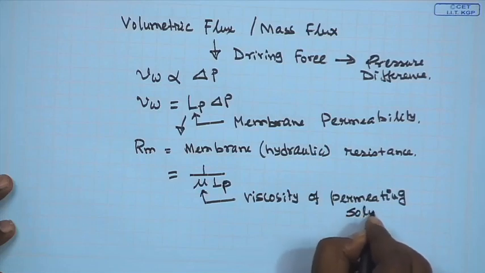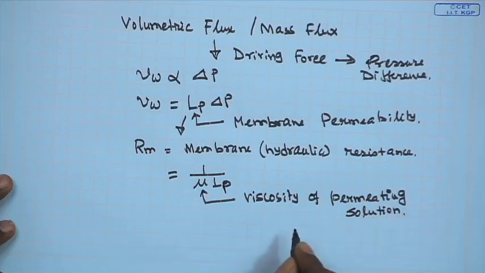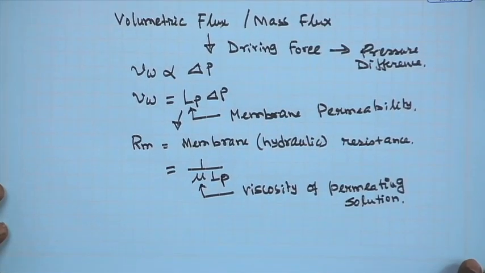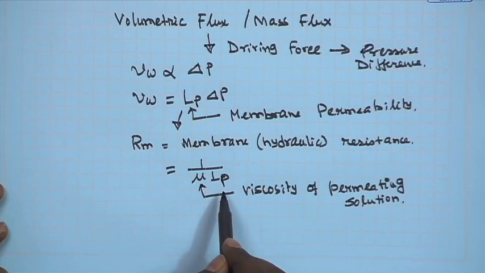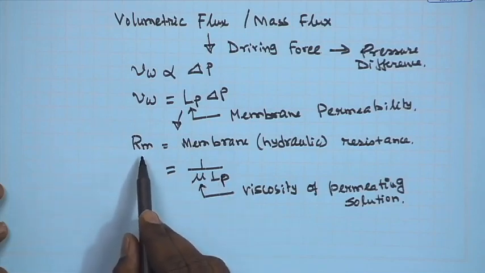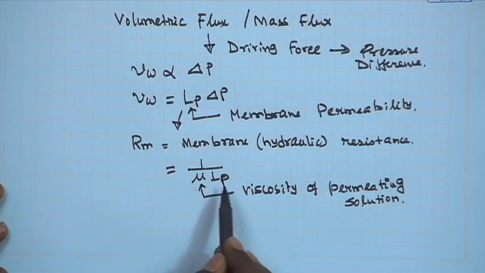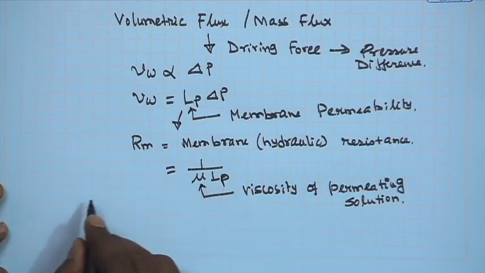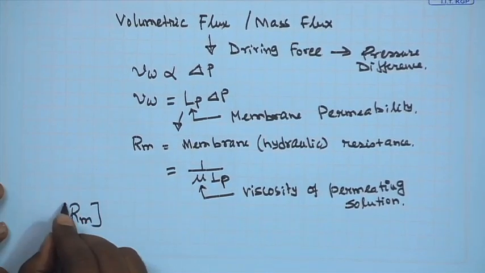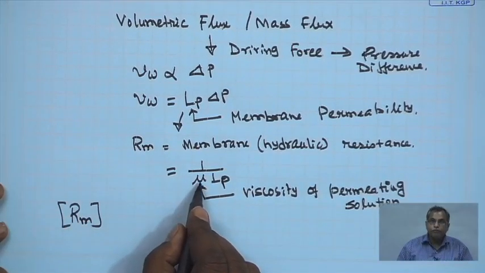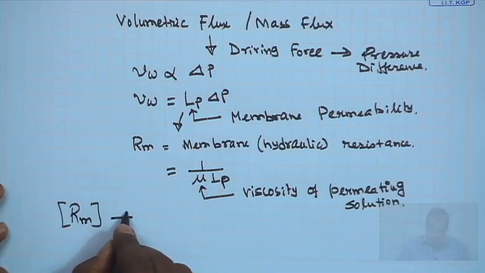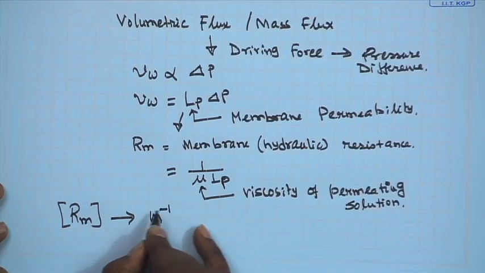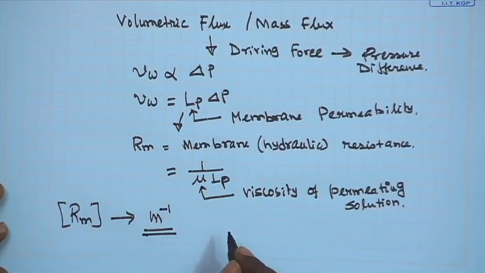and typically in most of the cases it is close to the water viscosity, 10 to the minus 3 Pascal second. So, if the permeability is known, the membrane resistance can be evaluated. If membrane resistance is known, then permeability can be evaluated. If you look into the dimension of membrane resistance, mu, the viscosity, is Pascal second, and permeability is meter by Pascal second, so the unit of hydraulic resistance will typically be meter inverse.